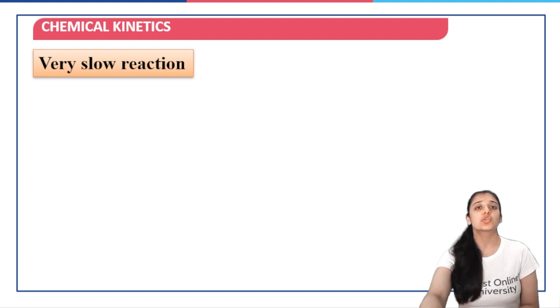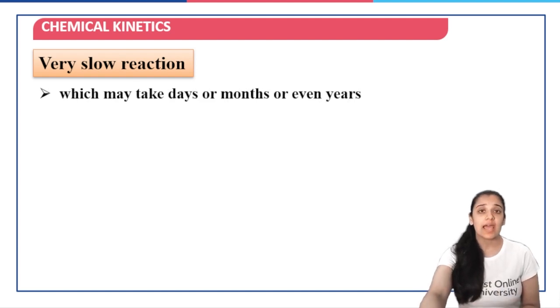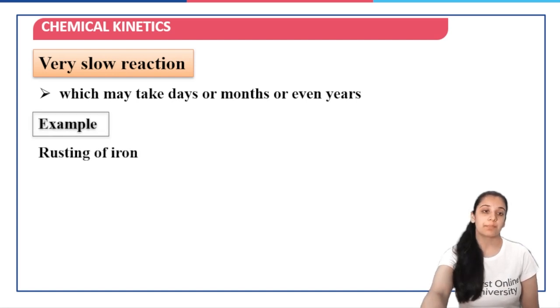Next is a very slow reaction. These reactions could take days, months, or even years. For example, rusting of iron. We all know that iron objects do get rusted, but that's a very, very slow process.